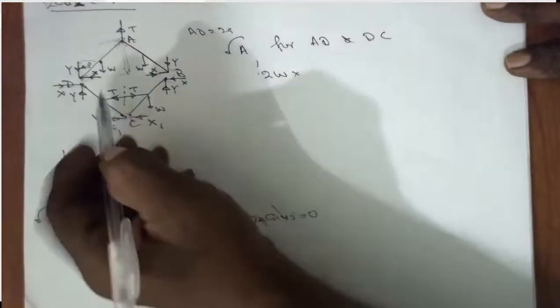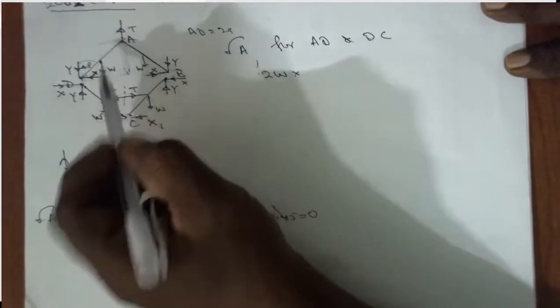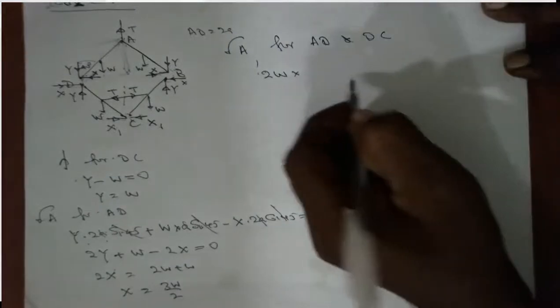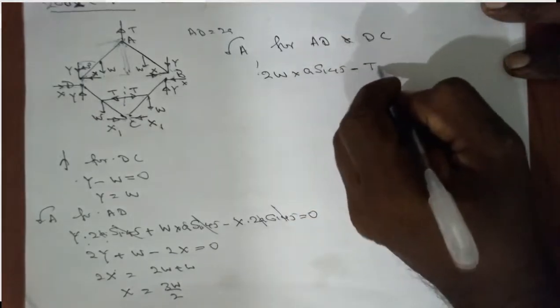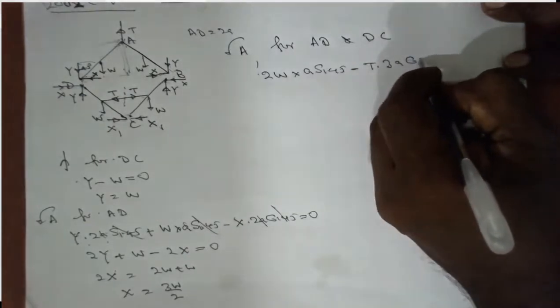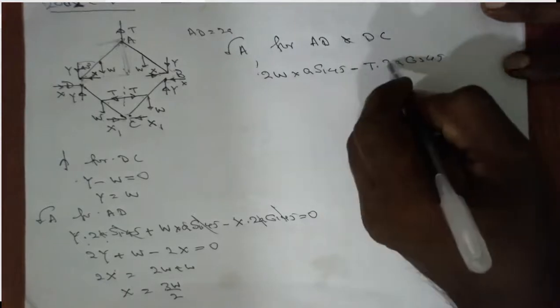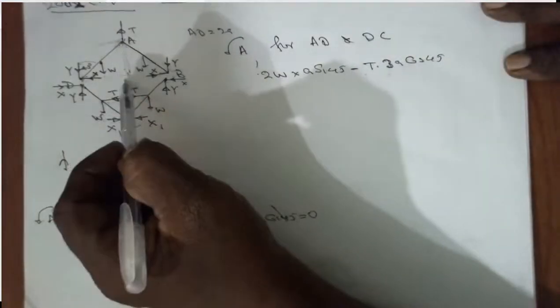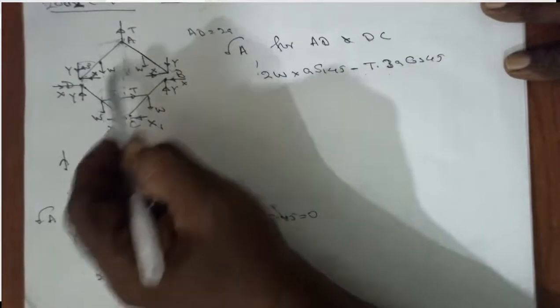Right. Now how do you take moments about A? The 2W gives an anticlockwise moment. What is the perpendicular distance? Both W forces are at the same distance from A, right? That is A sin 45, minus T into 3A cos 45. T gives a clockwise moment, therefore it is minus 3A cos 45. This length is 2A cos 45, and this length is A cos 45. Sum of these two, 3A cos 45, right?